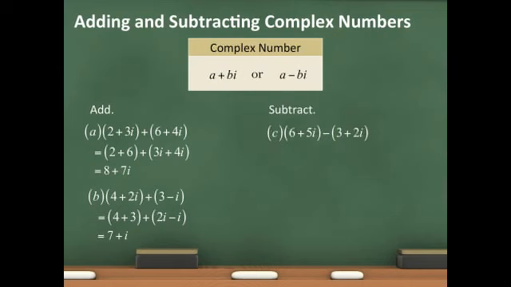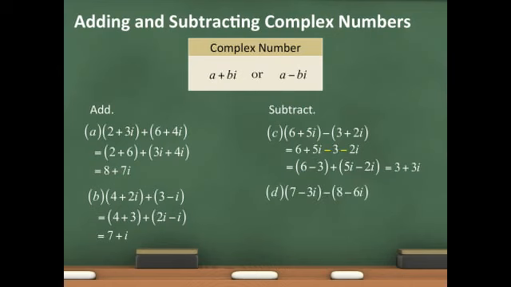In part C, we have the complex number 6 plus 5i minus the complex number 3 plus 2i. Before we group the terms here, we need to distribute the minus sign in front of the second complex number. This will change the second complex number to minus 3 minus 2i. Now we group the terms accordingly. Next we subtract. This will give us 3 plus 3i.